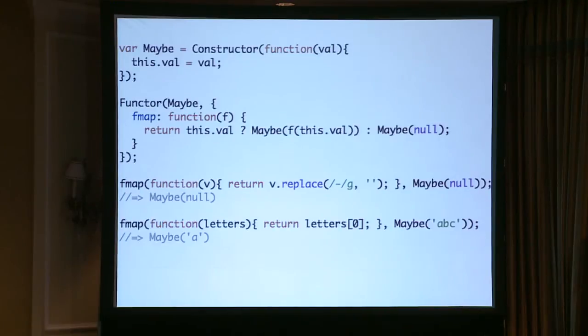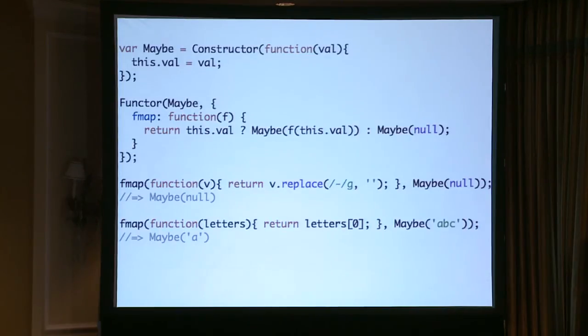Here's another one. This is maybe. Maybe is a cool one. Basically says, I might have a value or I might not. It doesn't actually do anything on its own. But when you make it a functor, you kind of go with this concept of you might have something, you might not. So let's say we're getting something from the database that may or may not be there, or user input, or you're parsing something.